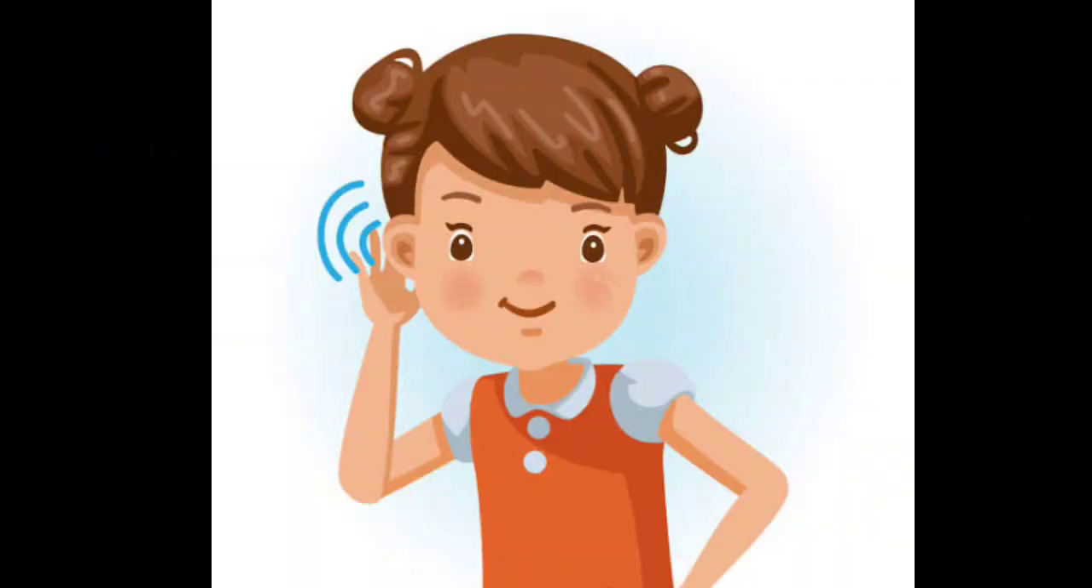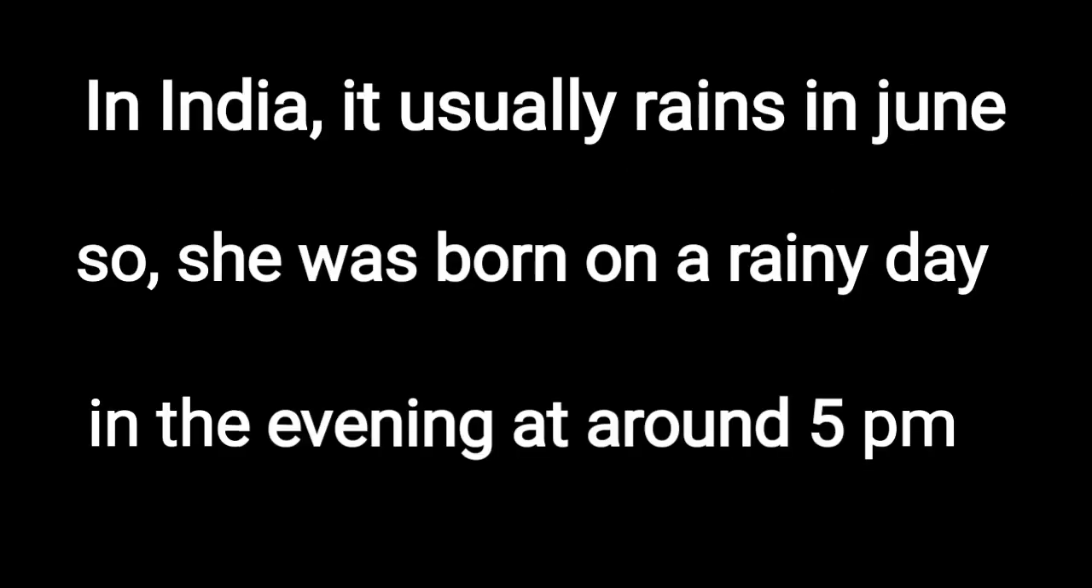I'm going to read out a couple of sentences. Just listen in. She was born in India in 1981 on June 2nd. In India, it usually rains in June, so she was born on a rainy day in the evening at around 5 p.m. You would have noticed that I used a lot of ins and ons, and I know that I've used them correctly because I followed the rules. So you too can make your sentences right by following some simple rules.